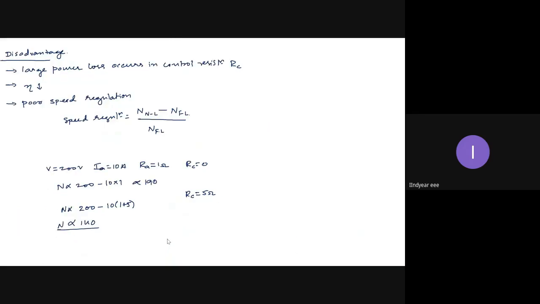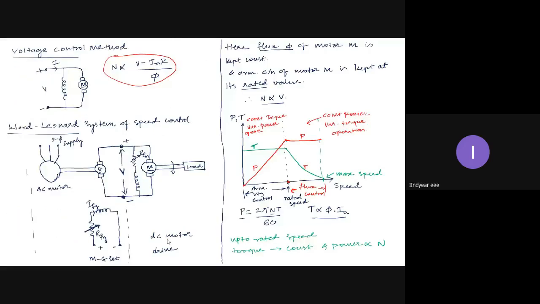The third method was the voltage control method, or the Ward-Leonard system of speed control that we have seen in yesterday's class, wherein we could get a wide range of speed control for a DC motor. When the speed control is below the rated value, I can obtain a constant torque and variable power operation. And if the speed control is above the rated value, I get a constant power and variable torque operation.